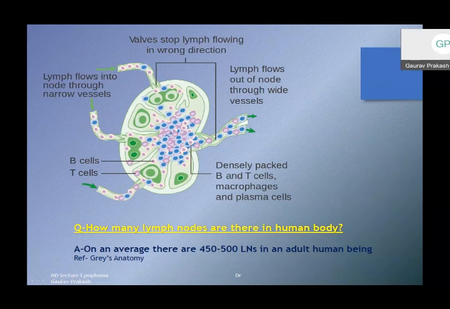There is a very nice quiz question which we are always confused about: how many lymph nodes are there in the human body? Most of us don't have any idea. When I was in MD, I really did not have any idea how many lymph nodes there are. But there is a reference from Gray's Anatomy. An average adult human has around 450 to 500 lymph nodes inside the body, divided at various sites. So this can be a common quiz question, nothing to do with lymphoma, but I think this understanding is very much needed.